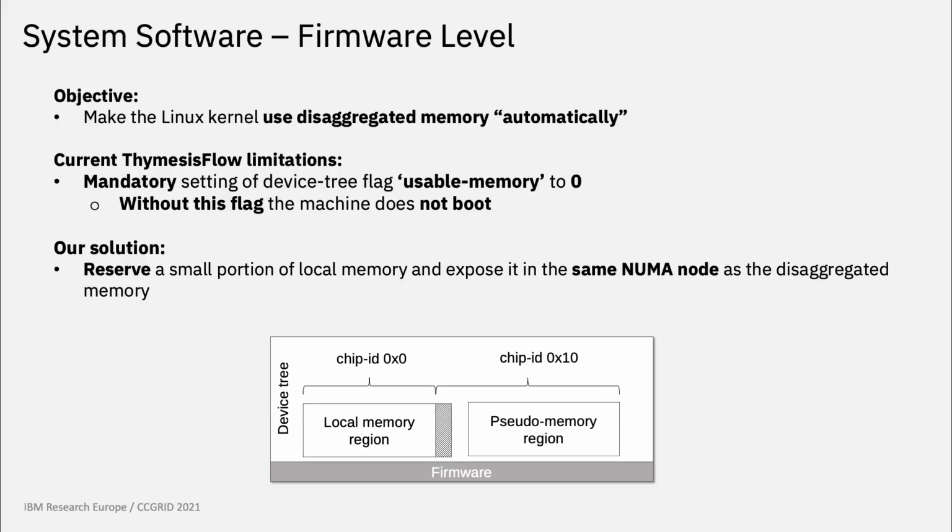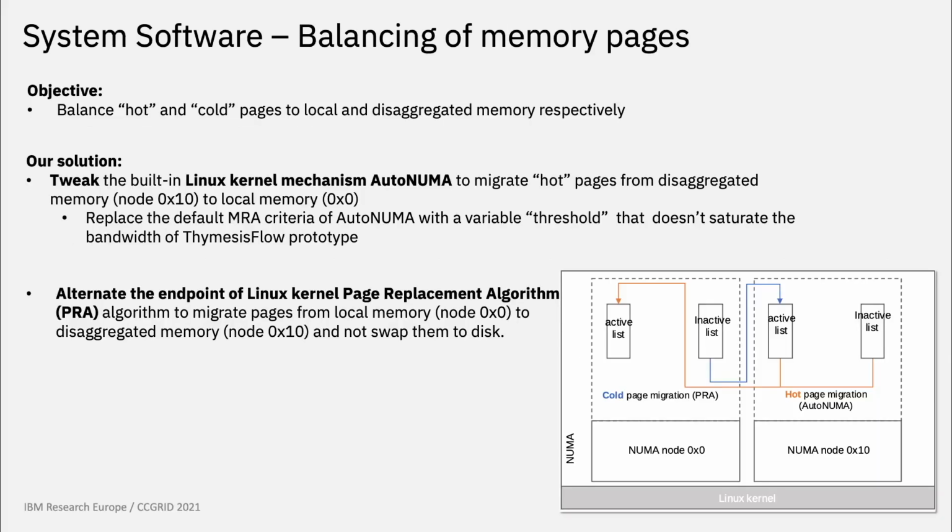As it is now, in order to utilize disaggregated memory, we need to run everything with numactl and explicitly bind the process to the NUMA node 16. To bypass this limitation, we modified the firmware of ThemisFlow and we reserved some small portion from the local memory that we expose through the same NUMA node 16. In this way, we can remove the usable memory flag of the NUMA node and make the Linux kernel manage automatically the disaggregated memory.